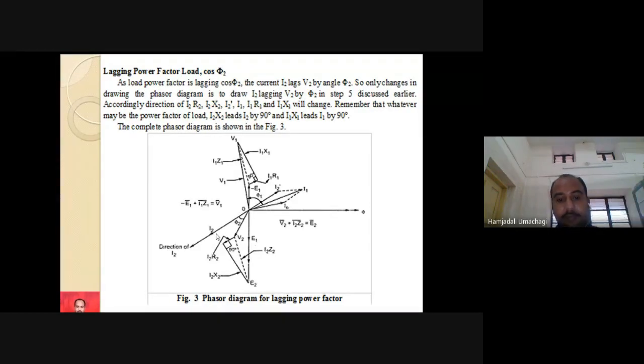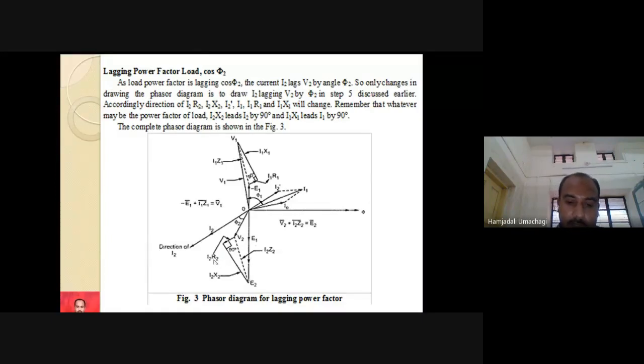So now current I2 lags behind voltage V2. If this is my assumed direction of V2, then I2 will lag behind the voltage by an angle phi2. But in the previous case, V2 and I2 were in phase, so angle phi2 was 0. Now the connected load is inductive in nature, so I2 lags behind the voltage by an angle phi2. So this is my V2. From the tip of V2, you show the resistive drop I2 R2. So how to show this resistive drop I2 R2?